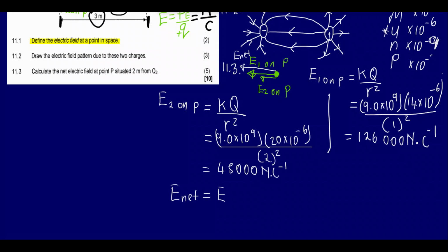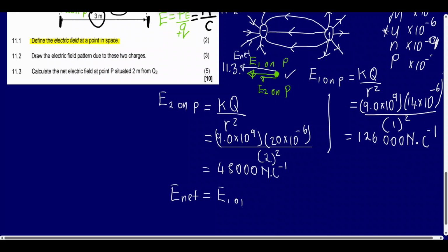To calculate the E net here, we say E net is equal to the sum of those two, because they're on a straight line. We can see them clearly there on the vector diagram, right? So it's going to be E1 on P plus E2 on P, right? And I think it's going to simply be 126,000, because they're going in the same direction. We're taking that direction as positive and this direction as negative, and then we will add them.